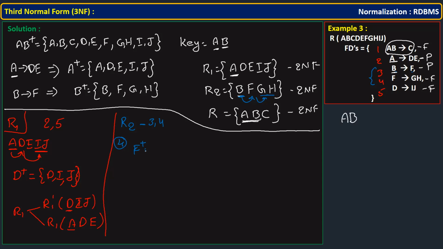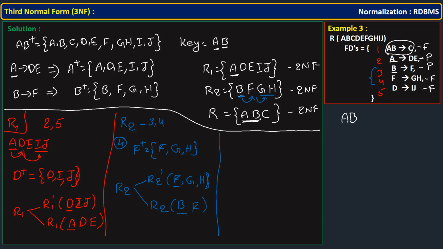So we have to find the F closure. F closure is what? F, and then it derives G, H. So now R2 is further split into R21. R21 is F, G, H, where F is the primary key. And the original table R2 has B as the primary key, F is now the foreign key, and GH are covered here. So that's it. So this is R2.